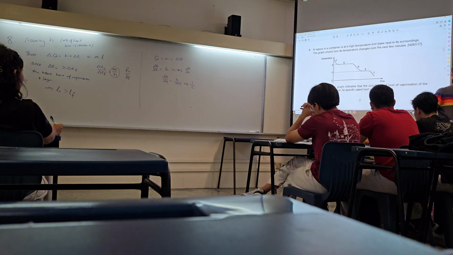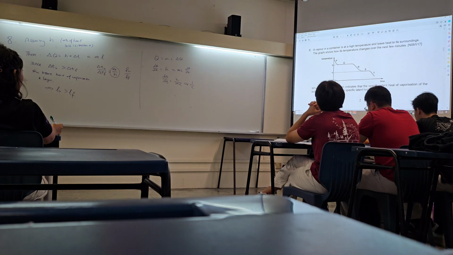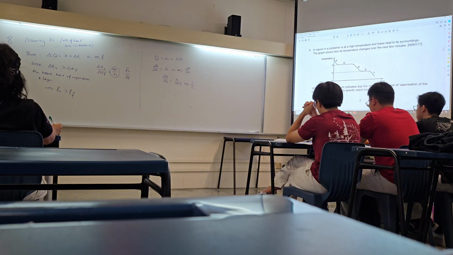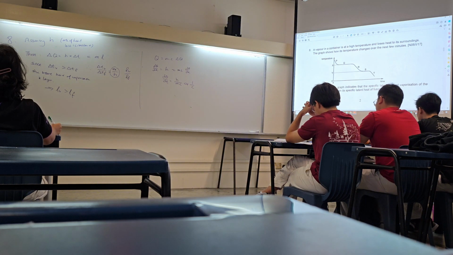Right, so there's a lot of things you can conclude from this graph. There's a lot of information hidden in a temperature time graph. What's H? H is just the rate of heat loss to the environment. So like you put any object that is at a different temperature from the environment, it's not in thermal equilibrium, then it will lose heat to the environment over time.